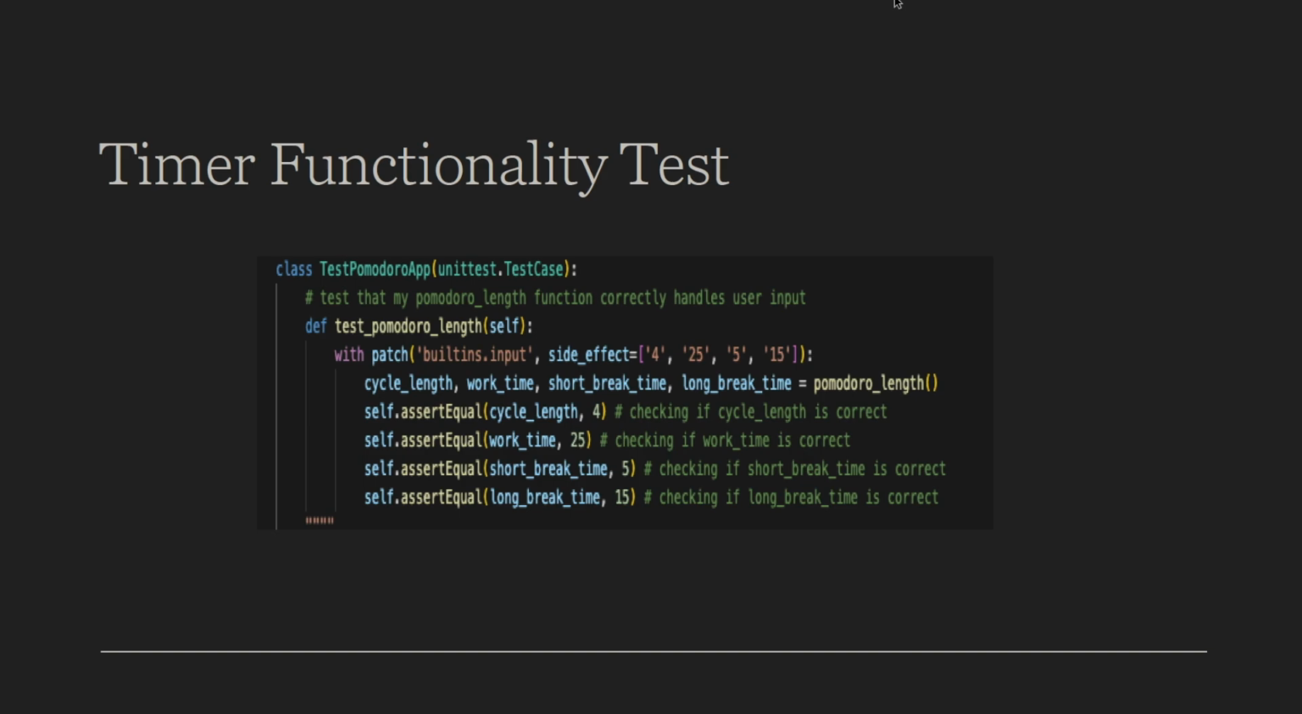Yeah, so the test was pretty straightforward. We wanted to make sure that the cycle length, the work time, the short break time, and the long break time are what we expect. So we make sure that our functions are correctly handling user input. I use the patch functionality from Python's unit tests, along with the side effects, which is pretty interesting. But just asserts that the arguments we've set in the side effects are equal to the arguments provided by our Pomodoro length function.